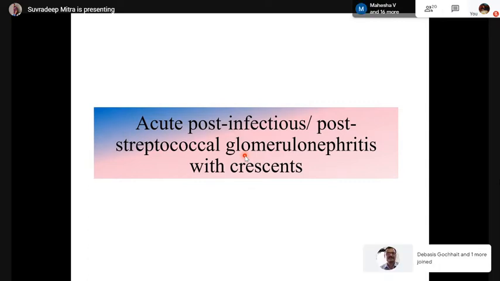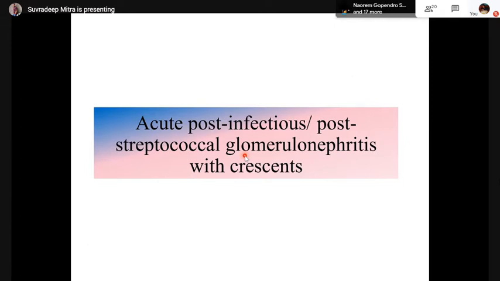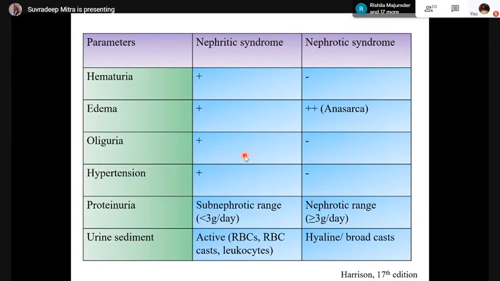Please remember, in the majority of the cases when post-streptococcal glomerulonephritis occurs, the sore throat or the skin infection which has precipitated the illness has actually regressed, and there is no active infection in the body at that particular time, right? So just to highlight in brief, we have already discussed these things.